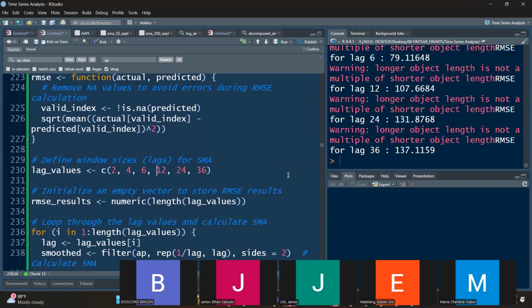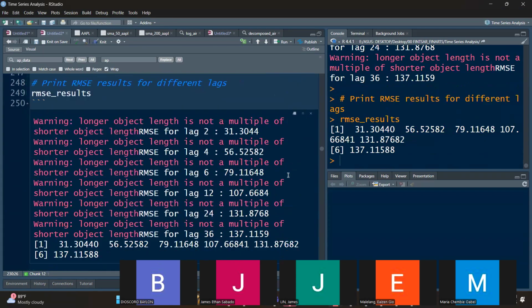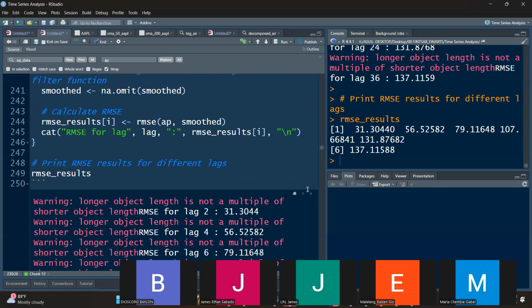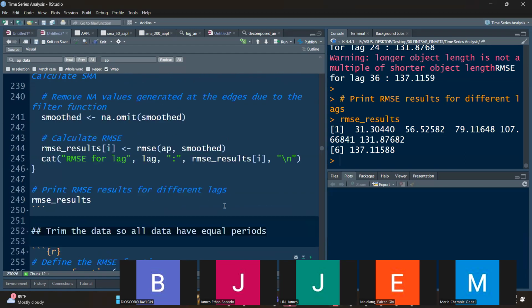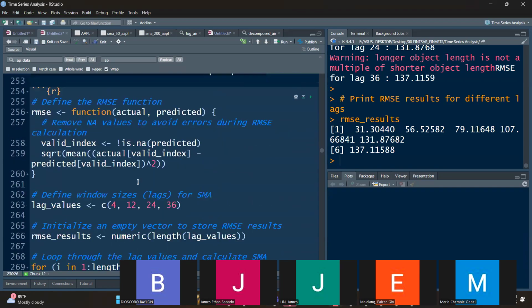Okay. There. All right. So for lag 2, it's 31. For lag 36, it's 137. You can see here that the root mean square error is highest when your lag is highest. Okay. Now, I modified the model so that we don't have those error terms by trimming it.